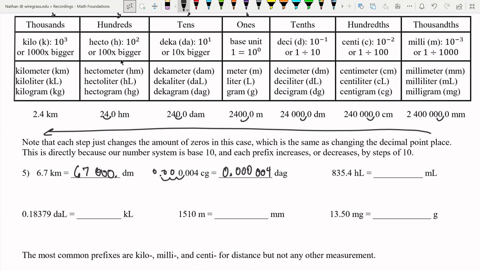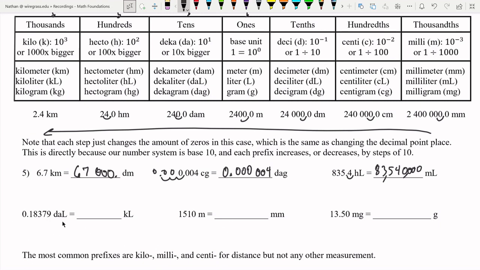835.4 hectoliters. Hectoliters are right here. And we're going to move to milliliters. So 1, 2, 3, 4, 5 jumps to a smaller unit of measurement. So I'm going to have more of it. It's going to be 8, 3, 5, 4, and then 4 more jumps, and all those get a 0. So that's going to be 83,540,000 milliliters. Again, bigger unit of measurement to a smaller one, you're going to have a whole lot more. Smaller unit of measurement to a bigger one, you're going to have a whole lot less.